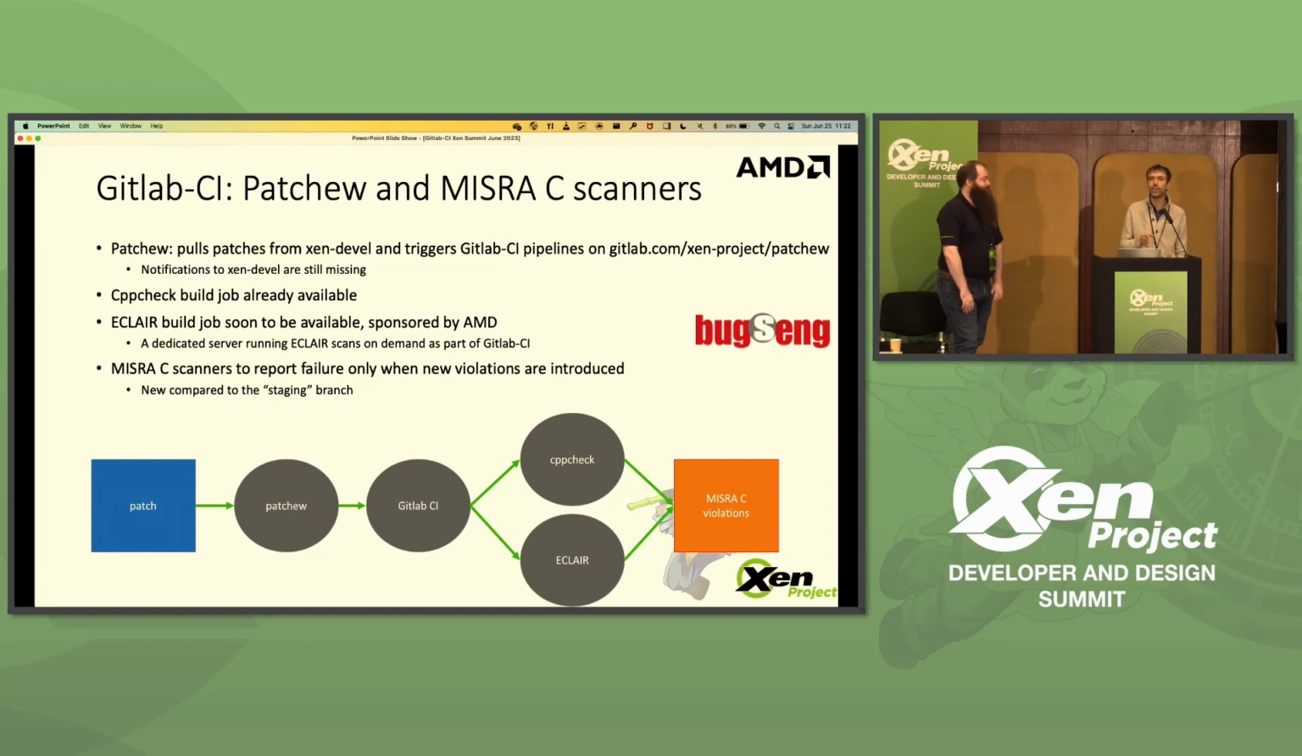The goal here is to have the Eclair job fail only not if there is just one violation, but if there are new violations introduced compared to the baseline. So the idea is a patch comes in, and the job fails if that specific patch is introducing bugs compared to the baseline. The goal of this is really to make the review easier and spot a wide range of issues automatically using checkers.